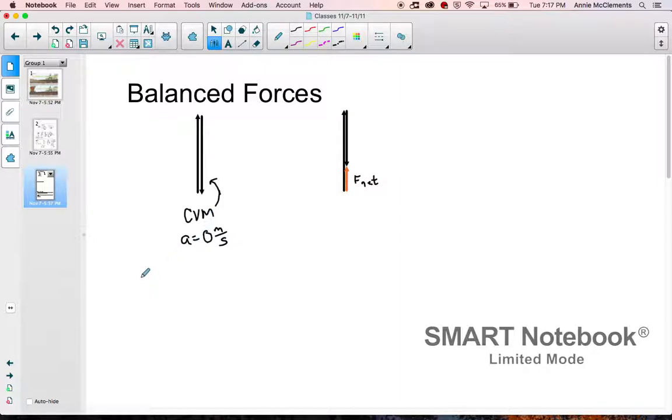So, in a system where forces are balanced, can the object be moving? Could the object be moving in a system where forces are balanced? That's my question. So go ahead and take a minute and just jot your answer to this in your notebook. Can something on which the forces are balanced be moving?